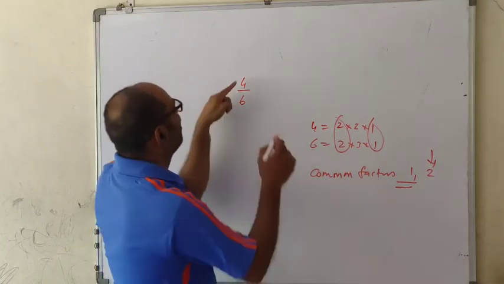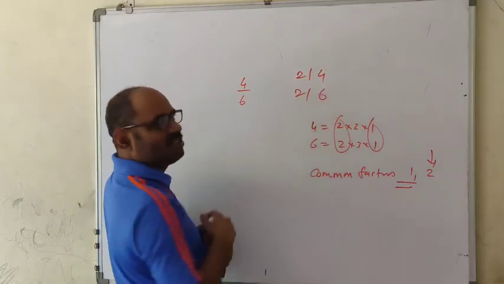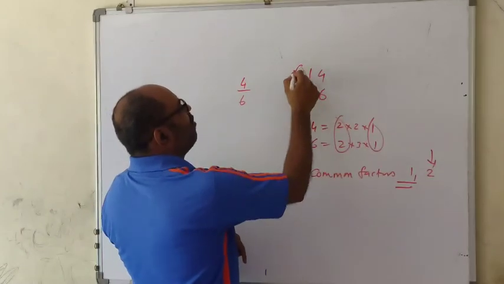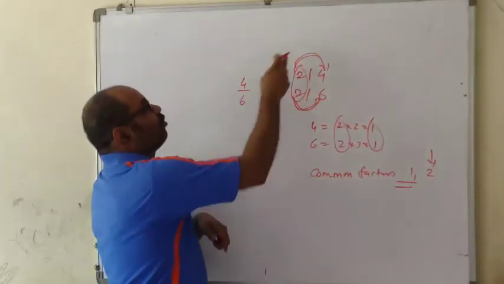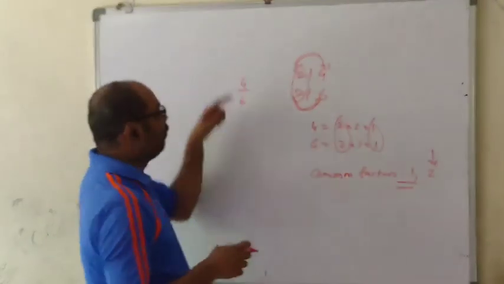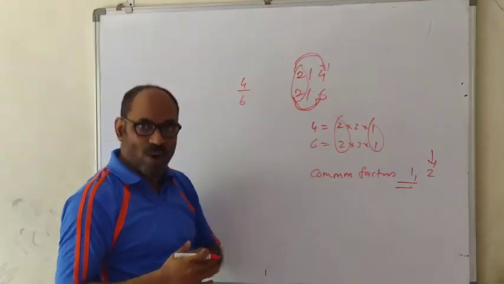Are you getting me? Now look here. 2 divides 4 exactly. 2 divides 6 also exactly. That's why 2 is a common factor of both. 2 is a factor of 4. 2 is a factor of 6. So 2 is a common factor of 4 and 6. So 4 and 6 cannot be co-primes because they have a common factor other than 1.